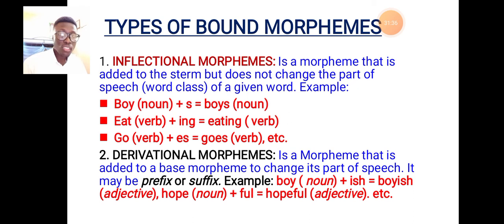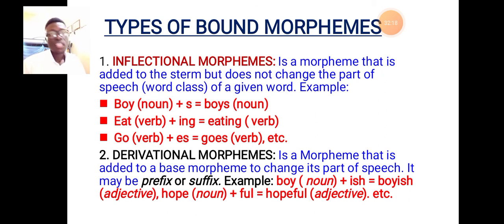Example like host. Host is a noun. But when I add ess to the host, it becomes what? Hostess. Hostess being a noun. Okay, so these are the class maintaining, not the class changing. We have the class changing derivational morpheme and the class maintaining derivational morpheme. So under the derivational morpheme, we can say that it has two sisters attached to him: the class changing derivational morpheme and the class maintaining derivational morpheme.